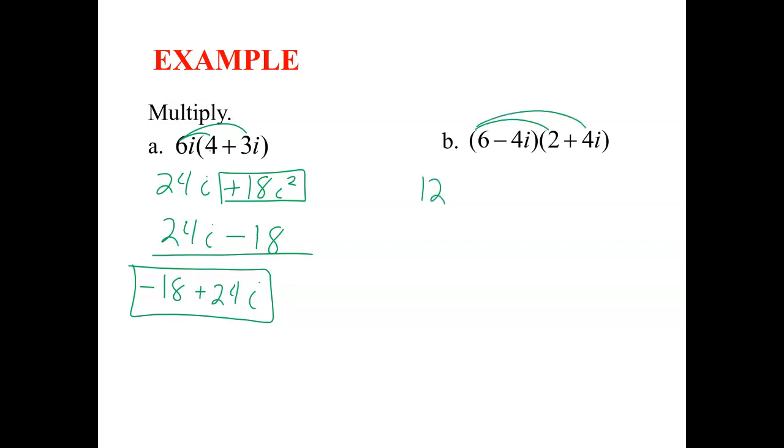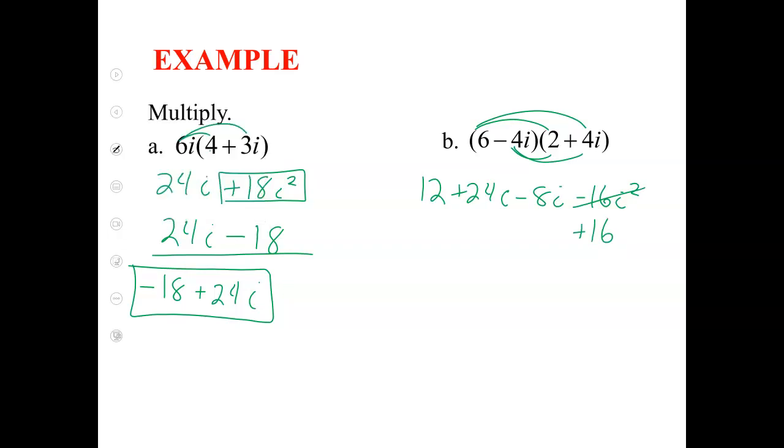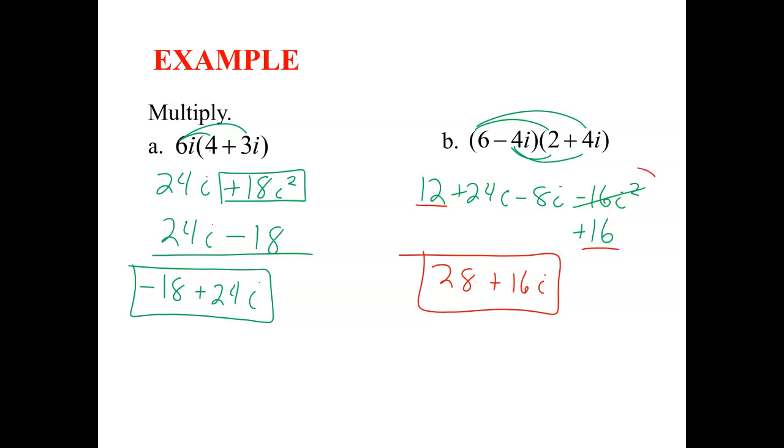12, multiply. Keep going. Plus 24i minus 6i minus 16i squared, which will turn into a positive 16. Combine like terms. 28. Standard form? Yes. And we're good. So we see how multiplying two complex numbers can give us real numbers when we're done.